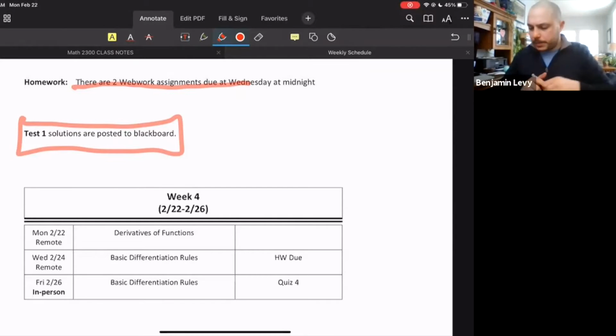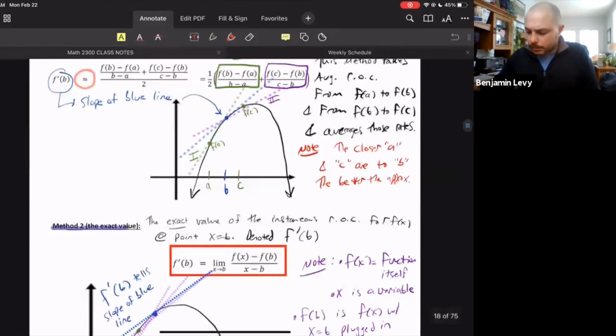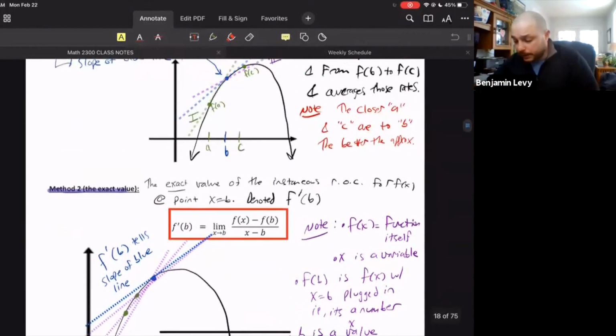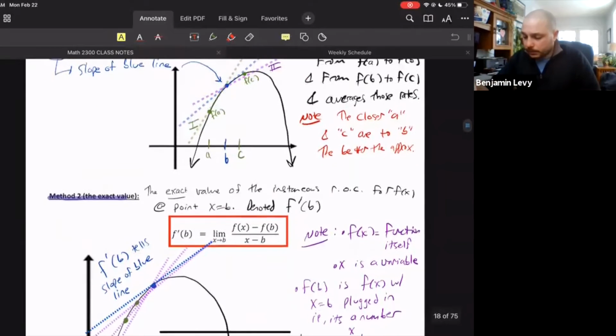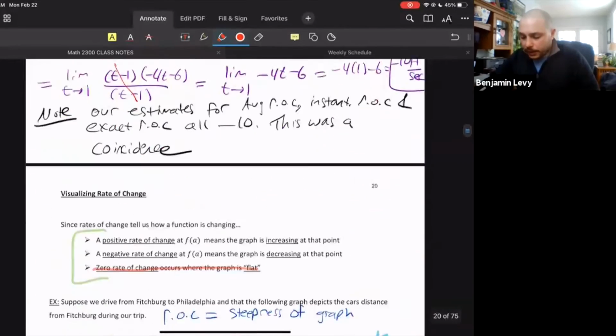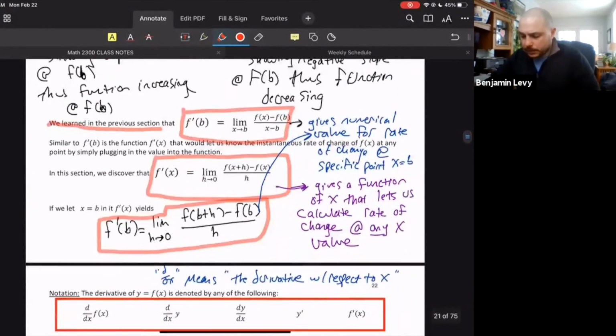Okay, so let me switch back over to the notes and remind us where we were last Wednesday. We were learning about this limit definition. This is what we left off with, right? That right there. And what we had finished with, I think, was some examples there.